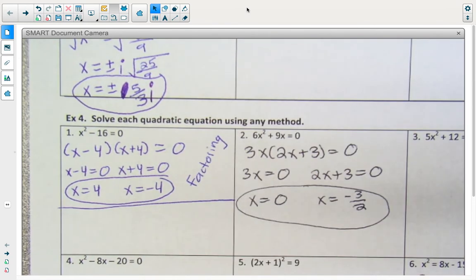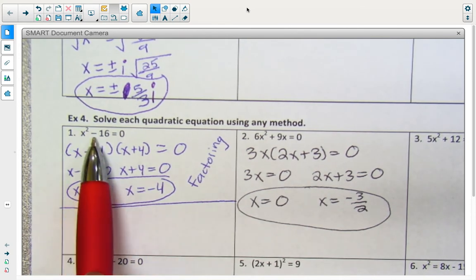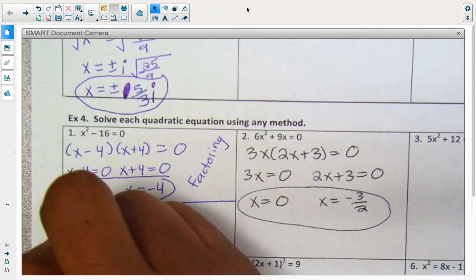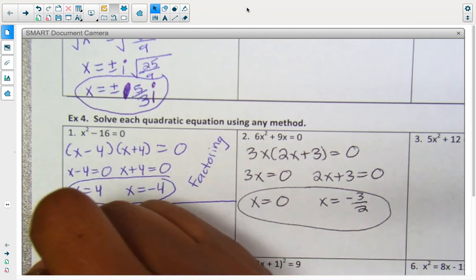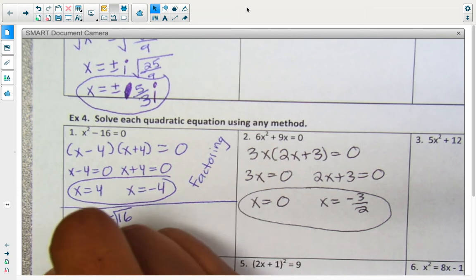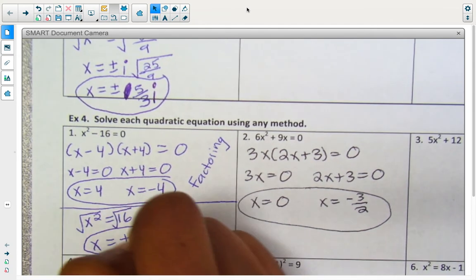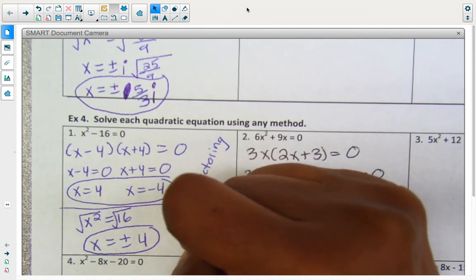Another option that we have today, I could have just taken the square root. So this is x squared minus 16 equals 0. I could add 16 to both sides. So x squared equals 16. Then I can take the square root of both sides. So x equals plus or minus 4. So I also can solve this problem by taking the square root.